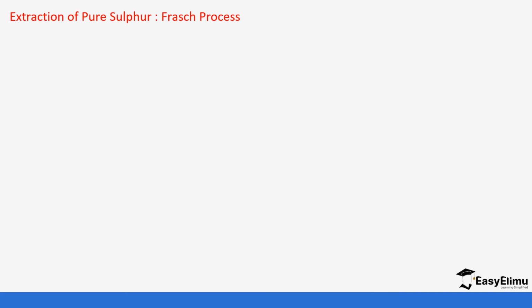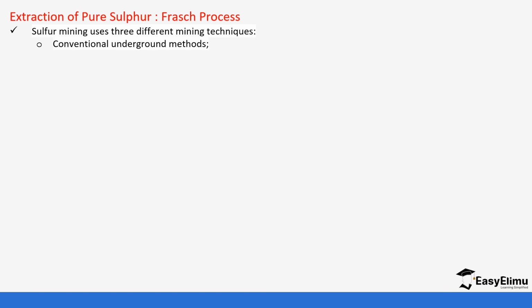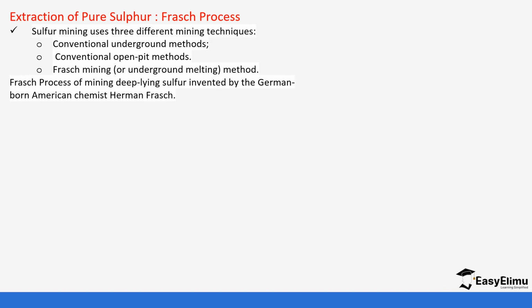So let's look at the extraction of this pure sulfur. It's extracted by a process called Frasch. It uses three mining techniques. There is the conventional underground method, there is conventional open pits method, and there is now the Frasch process, which is the underground melting process. So Frasch process was invented by someone called Hermann Frasch. He was a German American person.